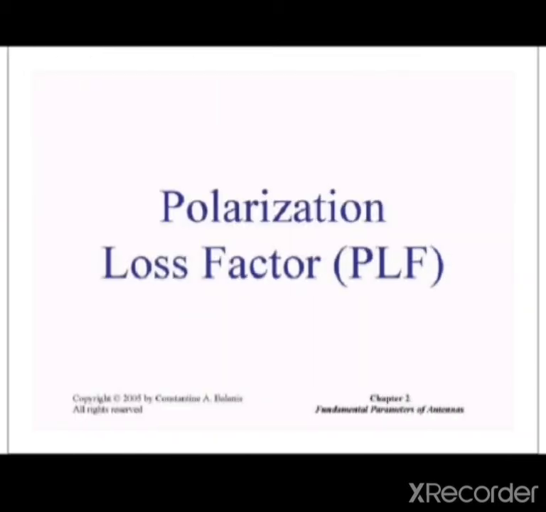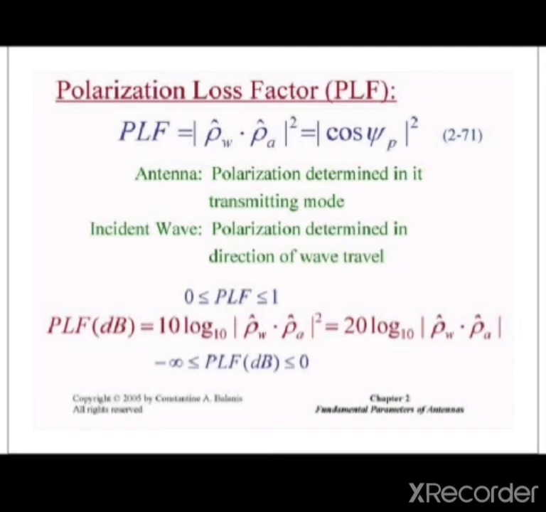And similarly, the polarization loss factor, which is indicated by rho w into rho a whole square, which is equal to cos psi p by psi p whole square. Polarization is determined in the transmitting mode, generally for the antenna, and the incident wave polarization is determined in the direction of wave travel, right? This is the loss factor. What is the loss factor in this? The polarization is indicated like this.